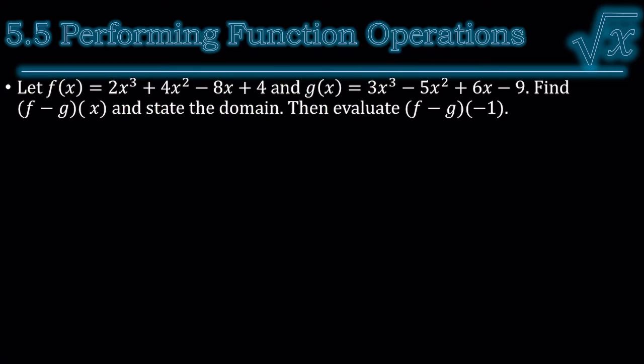Let f of x be that and g of x be the other thing. Find f minus g of x, state the domain, and then evaluate when x is negative 1. All right, so we're subtracting, so it'll be f minus g.